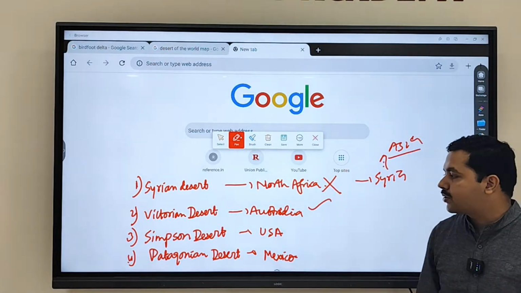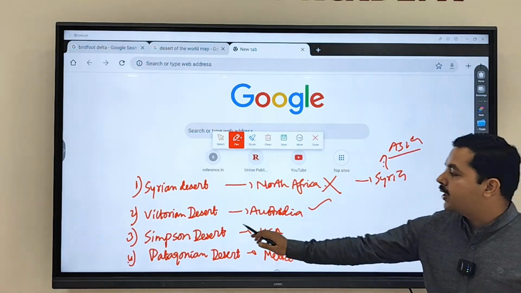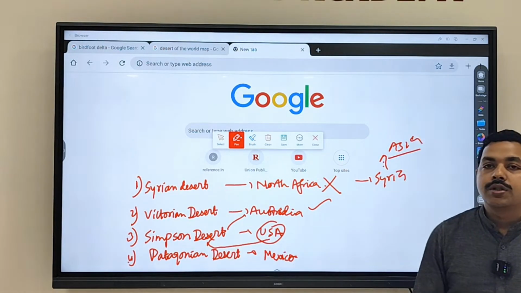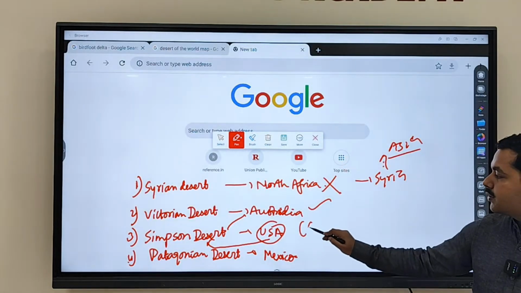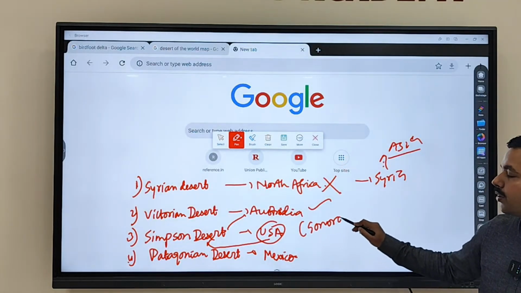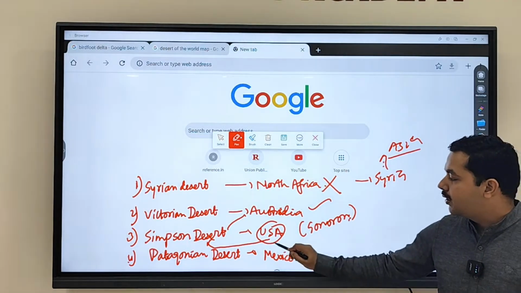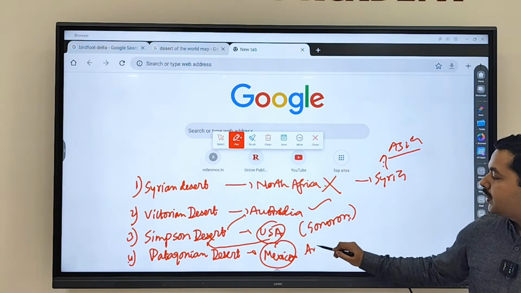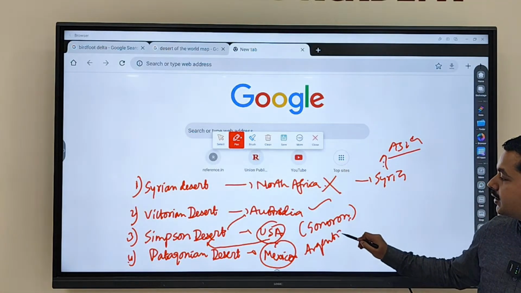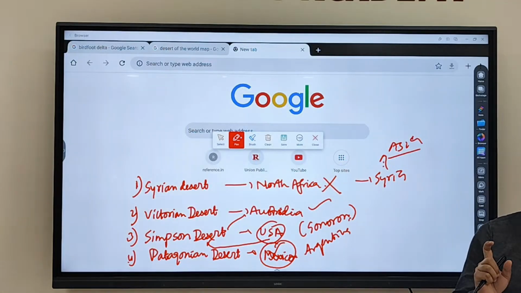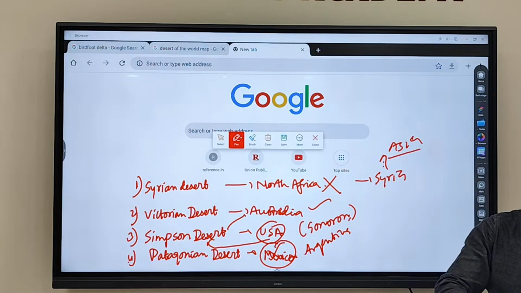Victorian Desert, yes, Australia. This is correct. Simpson again lies in Australia. We discussed which desert lies in the USA? Sonoran and Mojave Desert lie in the USA, so this is wrongly matched. The Patagonian Desert, we have just discussed, lies in Argentina, so this is wrongly matched. Like this, you are going to get questions in the examination: name of the desert and the countries in which they are located.